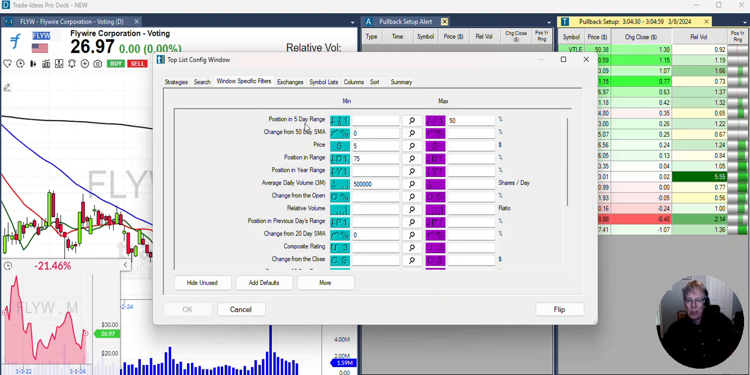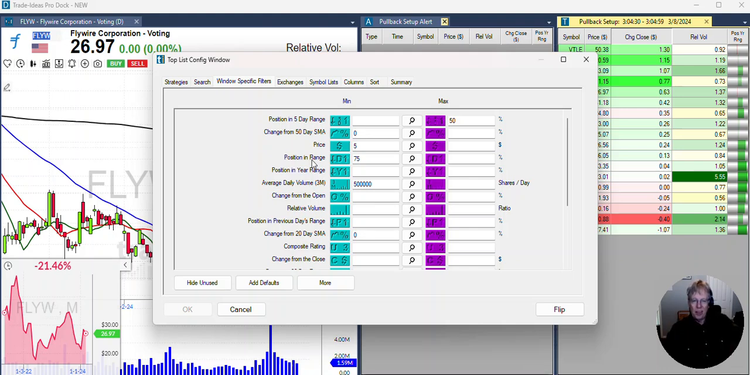Once again, in the position in 5-day range, I'm looking for a max of 50%. That's basically just saying I want the price currently in the bottom half of its 5-day range. Now, in this case, it has to be above its 50-day moving average. It has to be above its 20-day moving average. I don't want the thing breaking down too much, in other words. Pullbacks are fine, but let's keep them above certain moving averages.